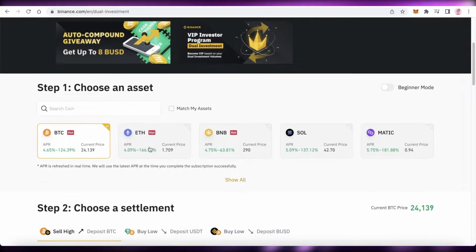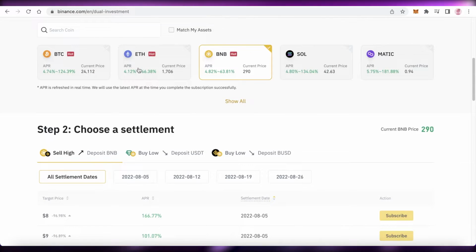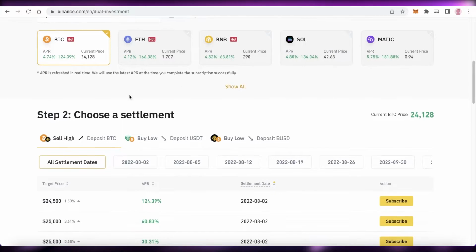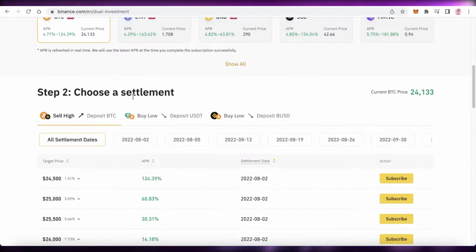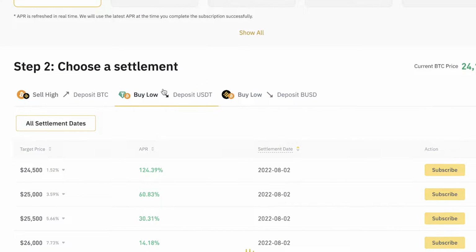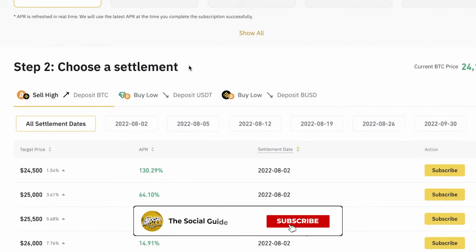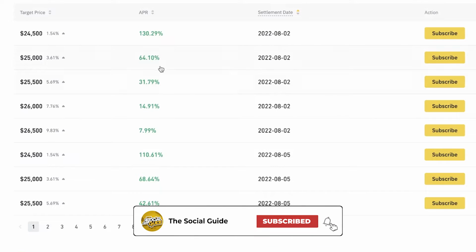Well, a simple way is that they are basically creating a contract between you and another user. So you're going into contract with another user, and you have different settlements. You can choose sell high, deposit BTC, or buy low, deposit USDT, or buy low, deposit BUSD. So let's say that you go ahead and continue with this type of settlement.